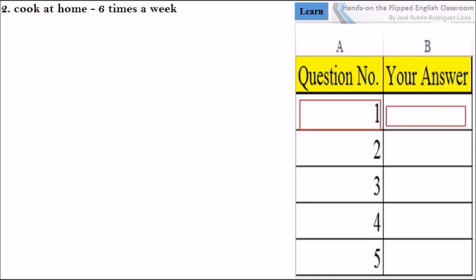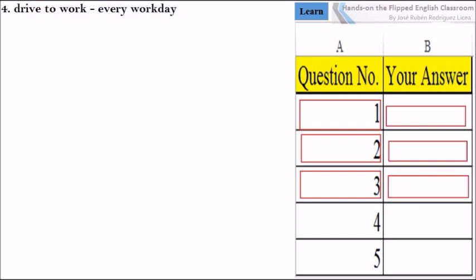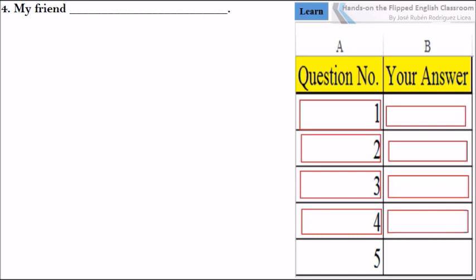2. Cook at home 6 times a week. 2. My friend _. 3. Chat online 3 times a month. 3. My friend _. 4. Drive to work every workday. 4. My friend _.